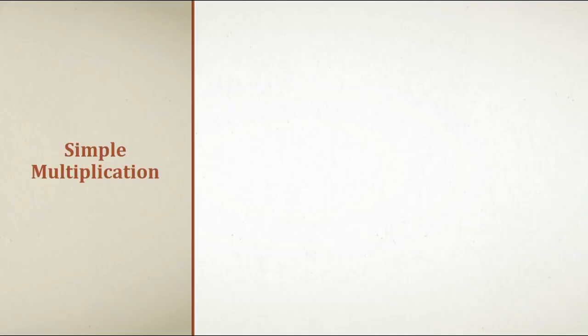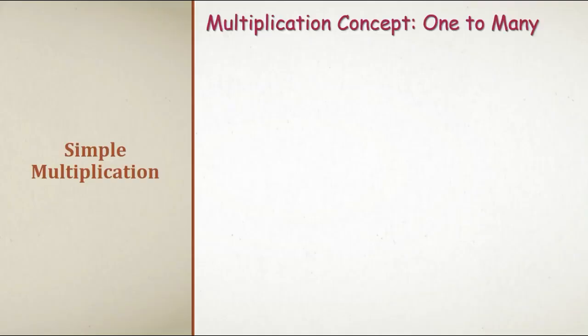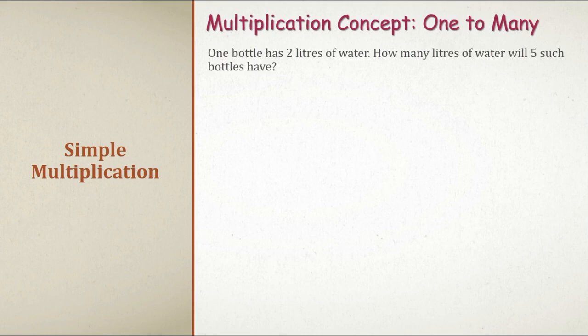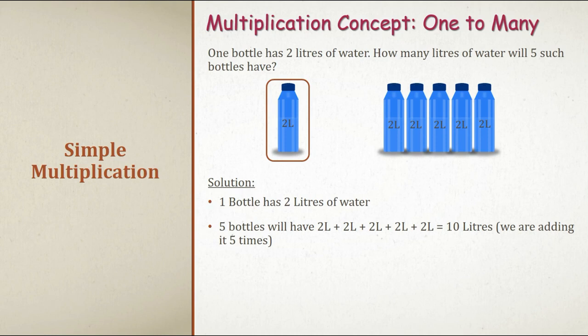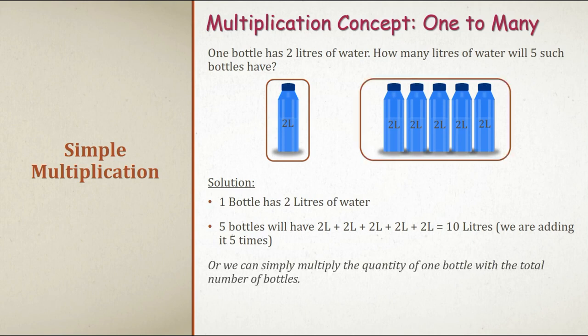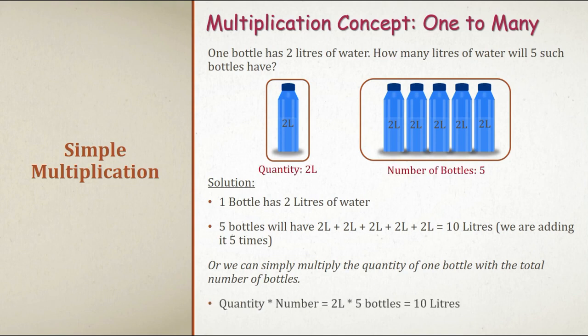Let's begin. Simple multiplication. Multiplication concept is basically one to many. Let's take an example. If one bottle has 2 liters of water, how many liters of water will 5 such bottles have? So there's one bottle of 2 liters and we need to find the quantity in 5 such bottles. For 5 bottles, we'll have to add 2 liter plus 2 plus 2 plus 2 plus 2, 5 times, which will give us 10 liters. Or what we do is simply multiply the quantity of one bottle with the total number of bottles. So quantity is 2 liters multiplied by number, which is 5, which gives us 10 liters.